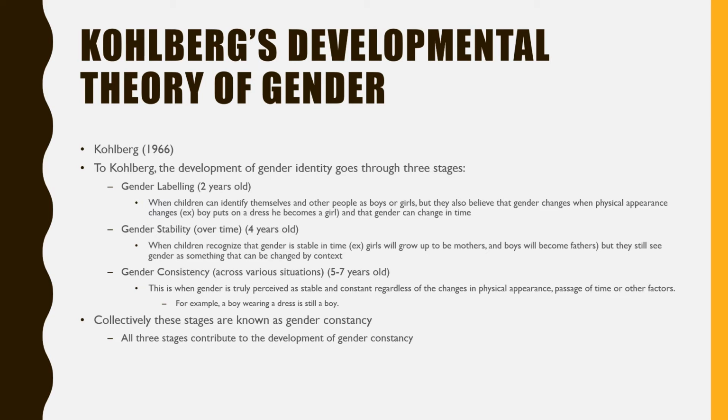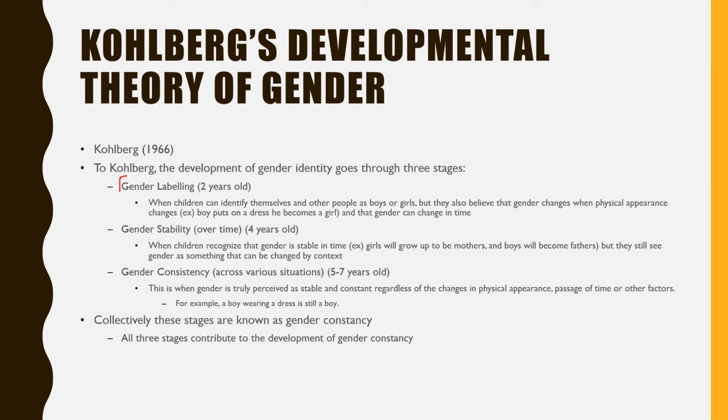So that leads us into our first theory today. And this is from Kohlberg in 1966. Lawrence Kohlberg was a famous psychologist who also founded a theory on moral development. And to Kohlberg, the development of gender identity went through three stages.